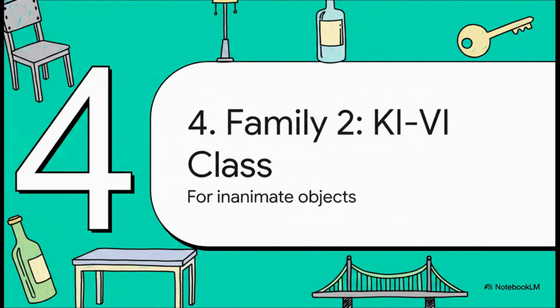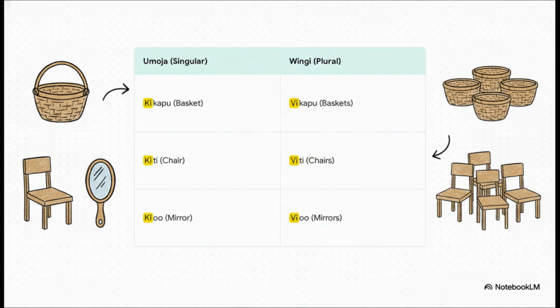So now that we've met the family for living things, let's meet the family for objects, the KI-VI class. This class is generally for all the inanimate things around us. The rule for this family is just as simple and predictable. As you can see, nouns that start with ki when they're singular just change to vi when they're plural. So kikapu, one basket, becomes vikapu, many baskets. And kiti becomes viti. See? You're already getting the hang of this.